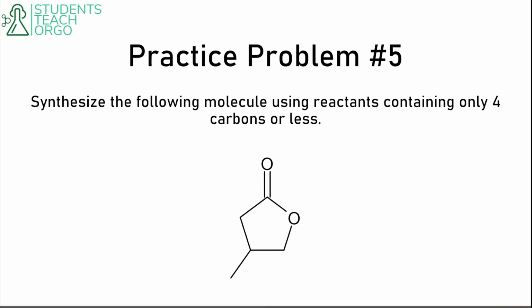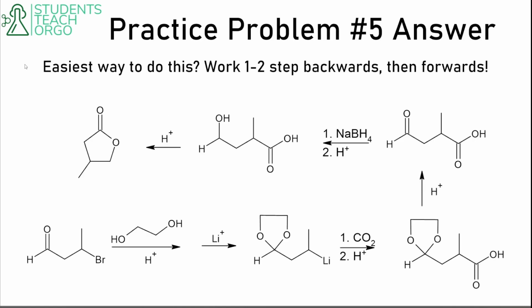So please synthesize the following molecule using reactants containing only 4 carbons or less. Take your time. This is quite an involved synthesis. All right, I'm going to start going over the answer now. Let's see. The easiest way, in my opinion, to do this is to work 1 to 2 steps backwards and then forwards. What do I mean by that?